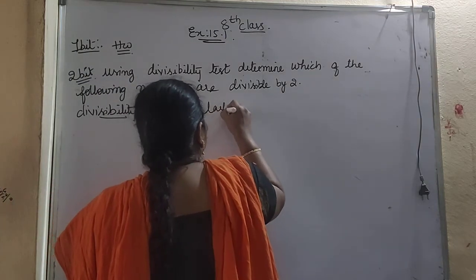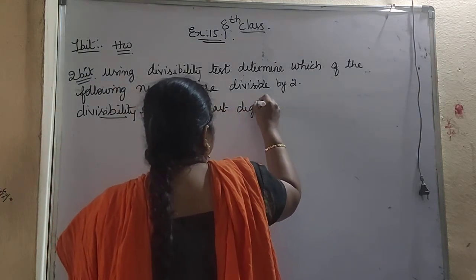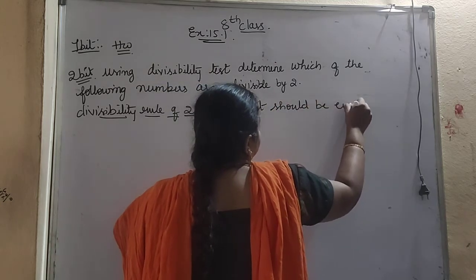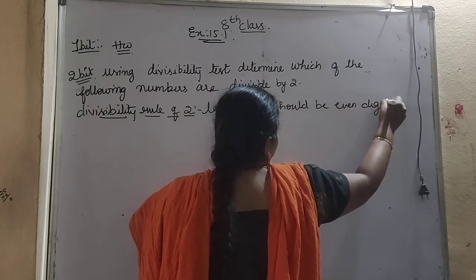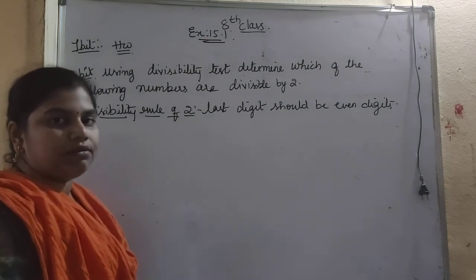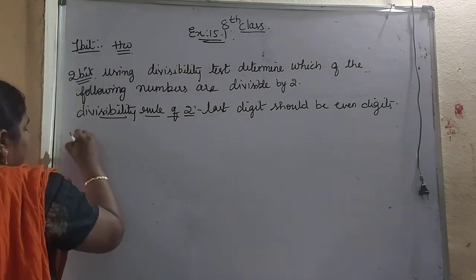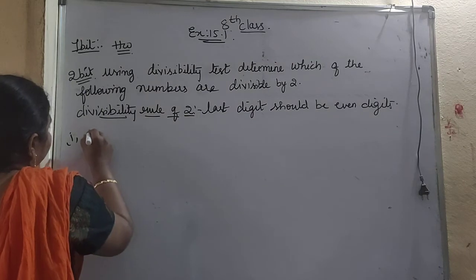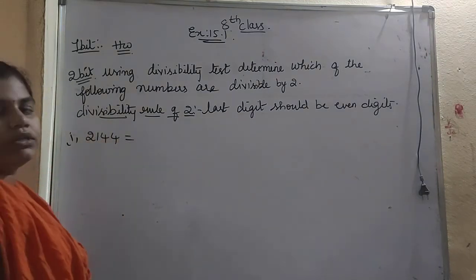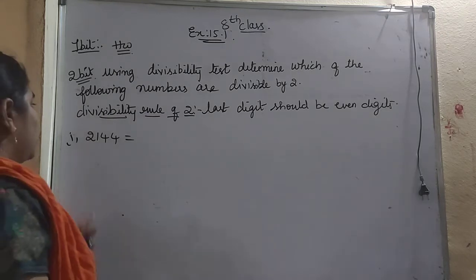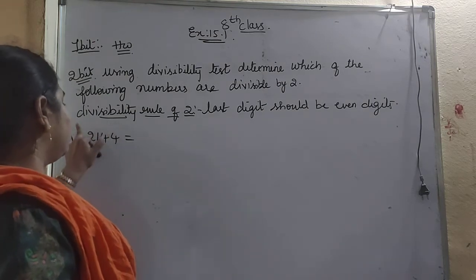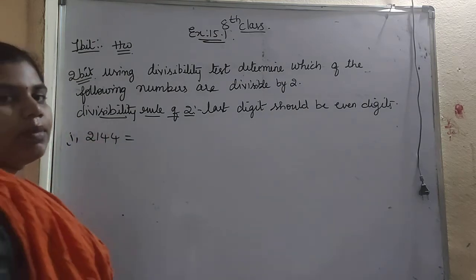Last digit should be an even digit. I think you know what even digits are: 0, 2, 4, 6 and 8. So now we are going to check this. The first one is 2144. Whether this 2144 is divisible by 2 or not, we have to check. The last digit is 4, and 4 is an even digit. So we can say that 2144 is divisible by 2.